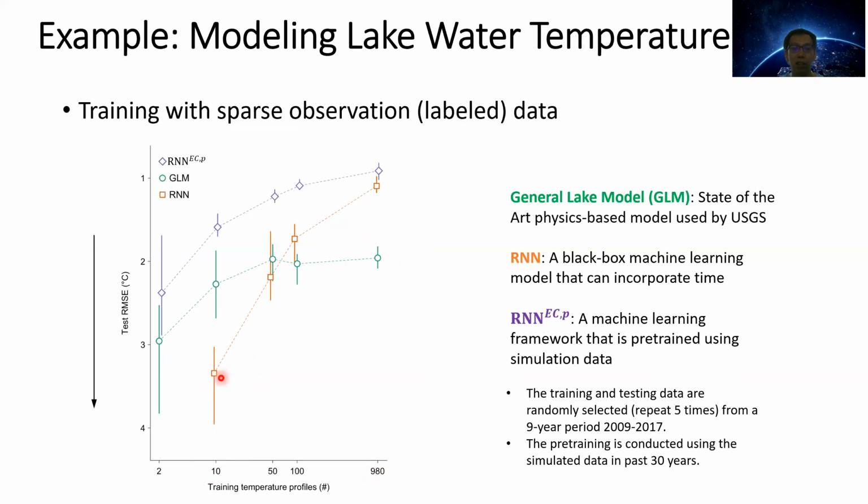We can see that with this top curve, our proposed method has much better performance than either the GRM or this RNN model. Especially, we can see that even if we use just 2 days of profile for training, we can still get better performance than the DK-based model. And assume that we have an infinite number of training samples, then we can imagine the black box machine learning model, RNN, and this pre-train and fine-tune model should have quite similar performance, because the data size is already sufficiently large for the black box model to capture all this complex relationship by itself. So in this case, the pre-training is not very useful.